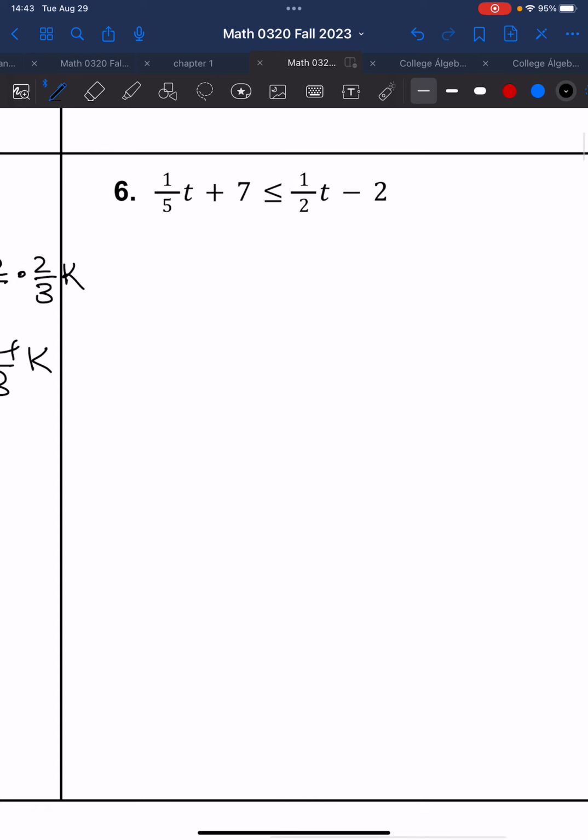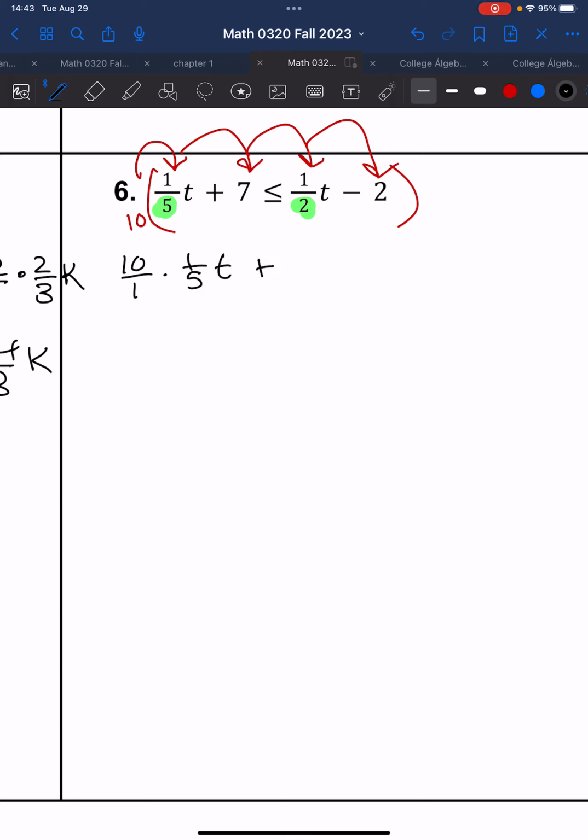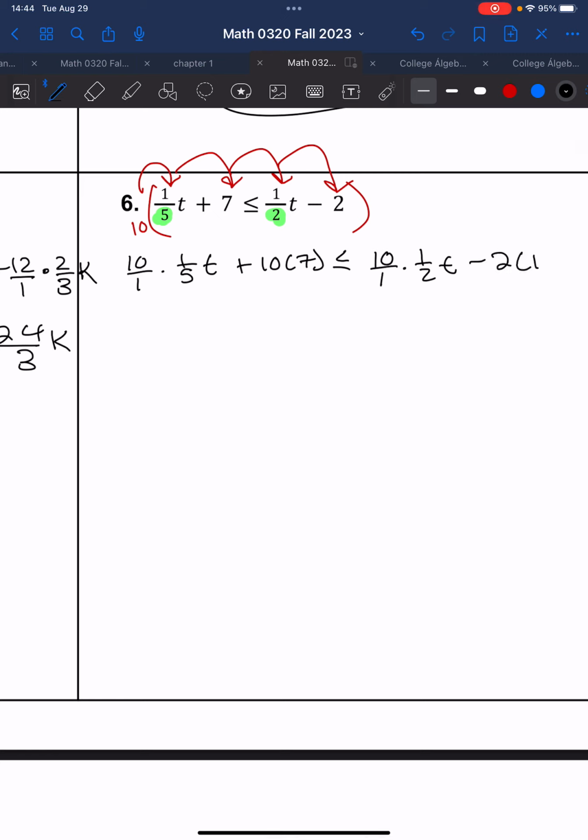Okay, so we're going to do the same thing for number 6. Notice that I have the denominators 5 and 2. So a common denominator between both of them is 10. So I'm going to multiply this entire problem by 10. So doing the exact same thing, I have 10 over 1 times 1 over 5t plus 10 times 7 less than or equal to 10 over 1 times 1/2 t minus 2 times 10.